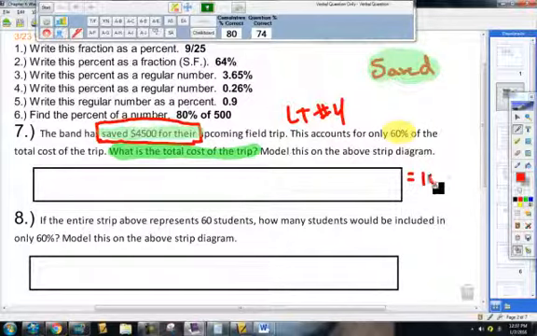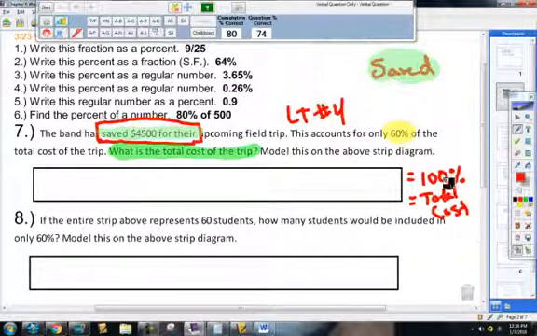Wait a minute. Doesn't the whole strip represent 60%? Yeah? And then it's obviously going to represent some sort of total. We don't know, probably a total cost, right? Wouldn't you agree with that? If they had 100% of their trip, then they would have the whole thing, the total. So the whole cost of their trip is the total. Does everybody understand that? Okay.